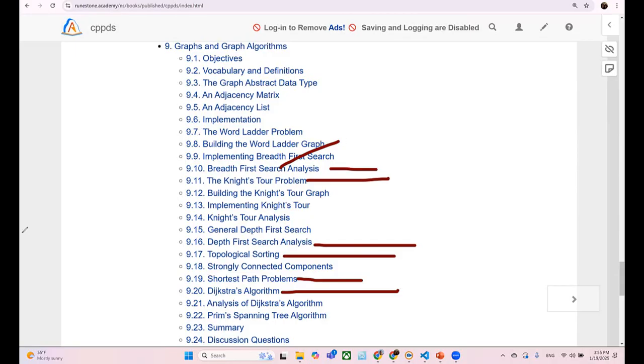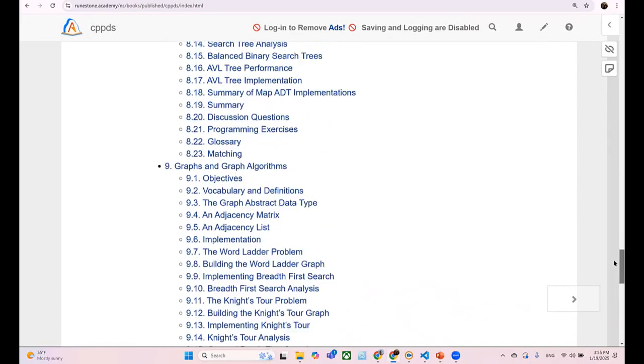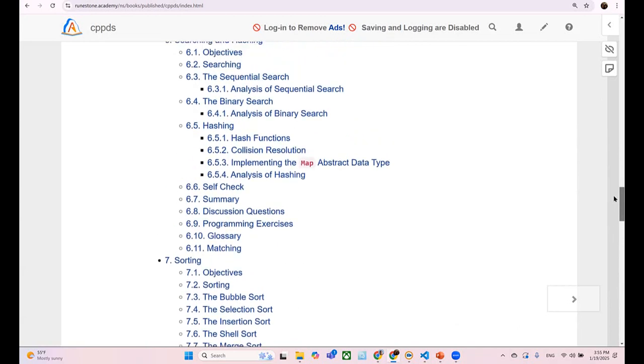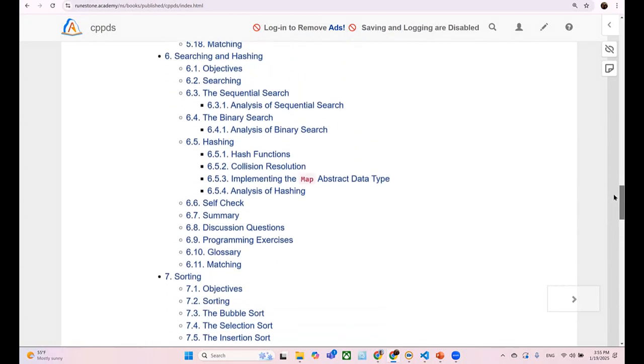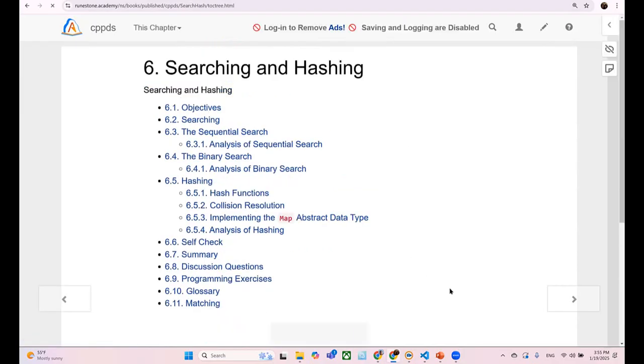The data collection part, we already finished, so we don't actually emphasize it. And from time to time we'll go back to the user code competition part. So let's look at this one called searching and hashing. We do talk about searching, but we haven't talked about hashing.